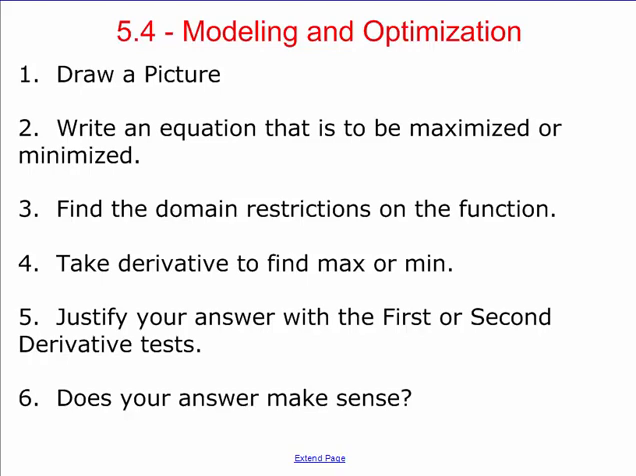Then you write an equation that is to be maximized or minimized, and this is going to be in one variable. Make sure that you only have one variable in there. Find the domain restrictions. This is the one I sometimes forget. I'm going to work really hard throughout these lessons to make sure that I am showing you guys this. Then we take the derivative to find the max or min. We justify the answer by our first derivative or second derivative test. And then lastly, does your answer make sense?